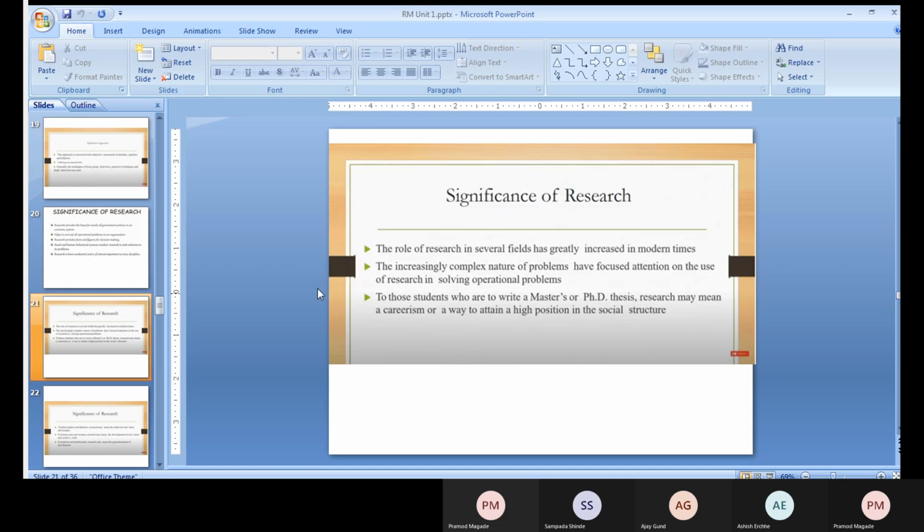And very important, we can see, for those students who are to write a master's or PhD thesis, research may mean careerism or a way to attain the highest position in their structure or in their social service. That is also the significance of research.